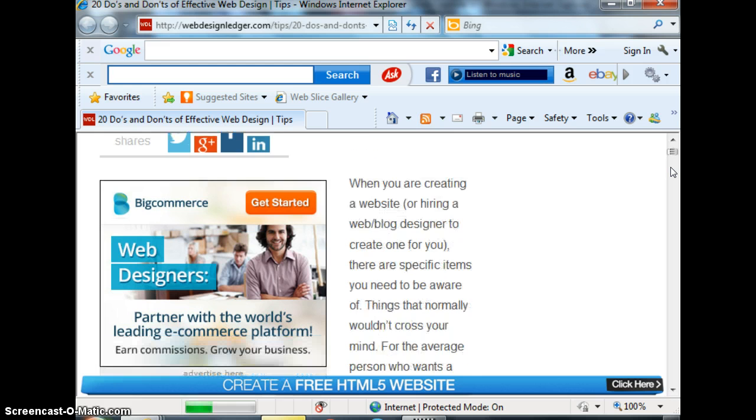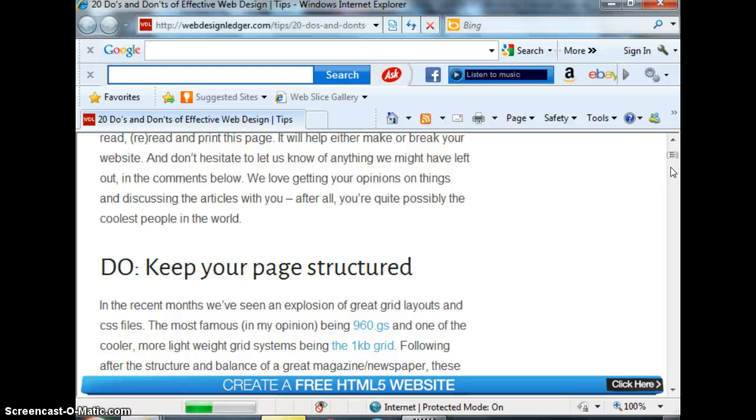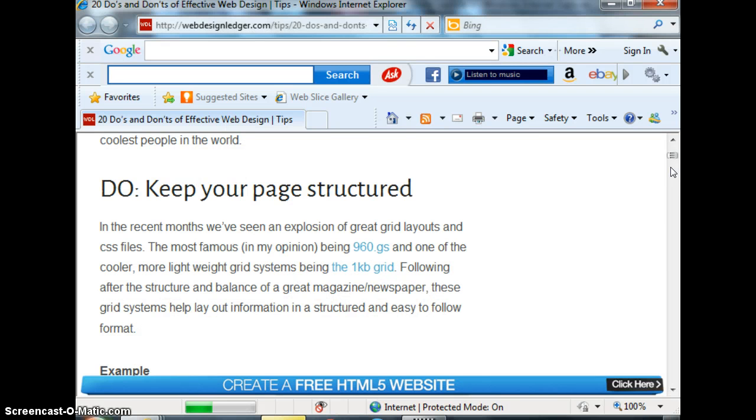And as you can see, it starts off with an introduction, but then it does exactly what the title suggests. It tells you about 10 do's that you should keep in mind and 10 don'ts that you should keep in mind when you are designing a web page.